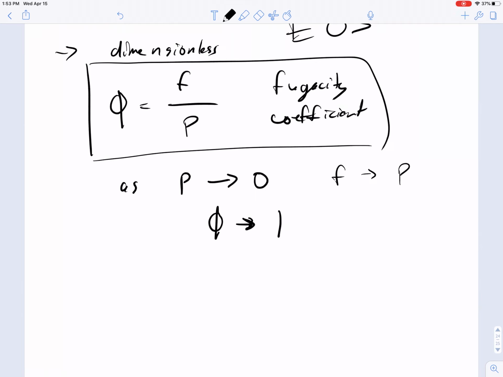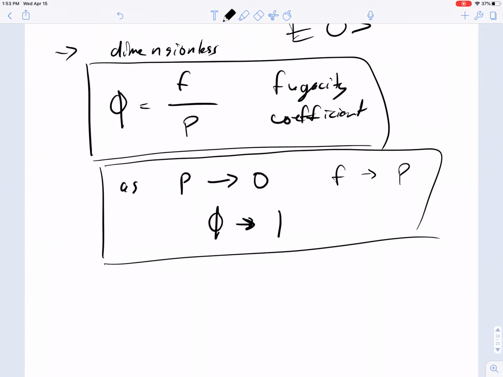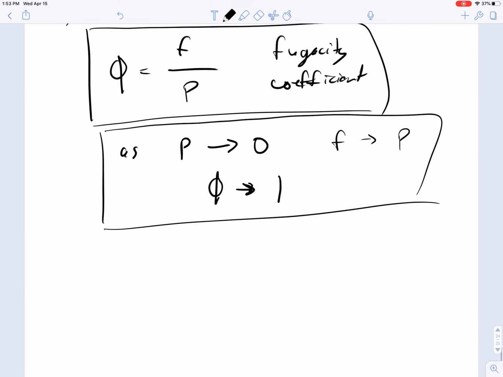Okay, so this is the end of the introduction to fugacity and the fugacity coefficient. In the next video, we are going to talk about how we use these calculations to actually solve for the coexistence of the two states for a real material.